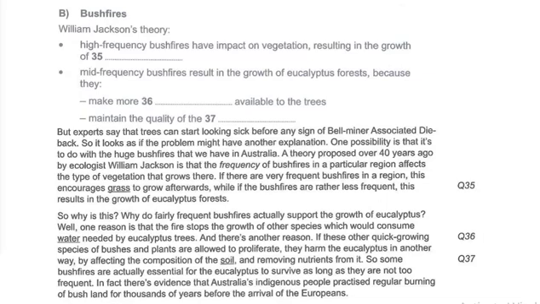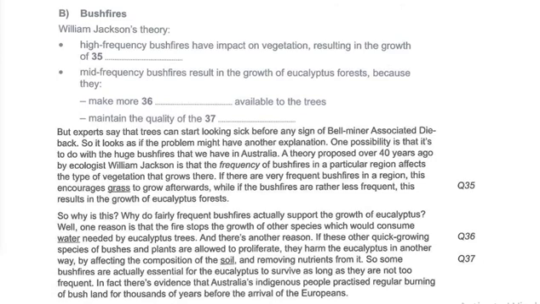But experts say that trees can start looking sick before any sign of bell miner-associated dieback. So it looks as if the problem might have another explanation. One possibility is that it's to do with the huge bushfires that we have in Australia. A theory proposed over 40 years ago by ecologist William Jackson is that the frequency of bushfires in a particular region affects the type of vegetation that grows there.